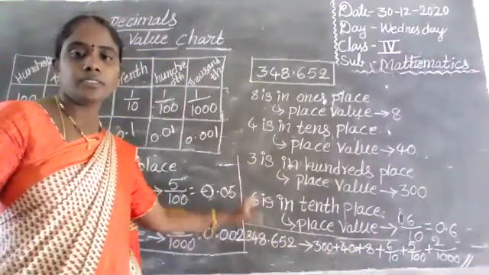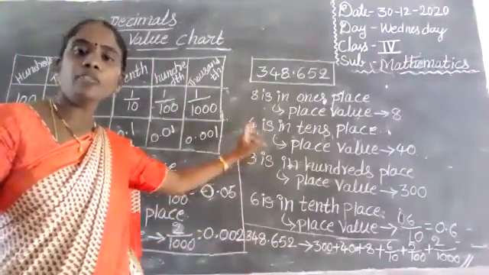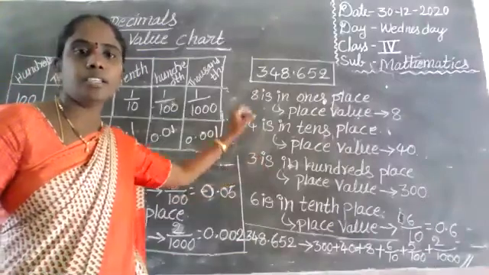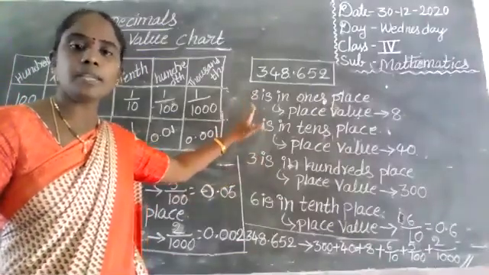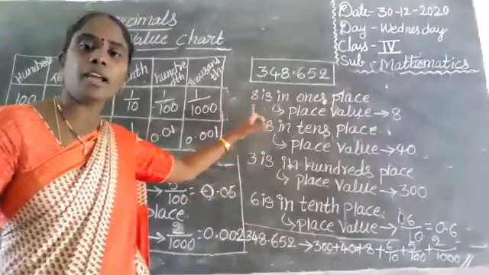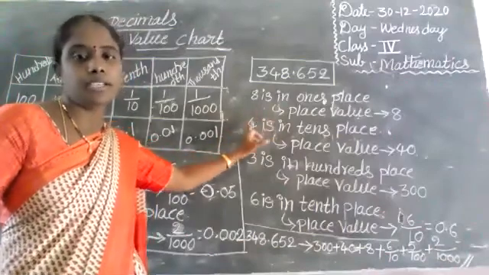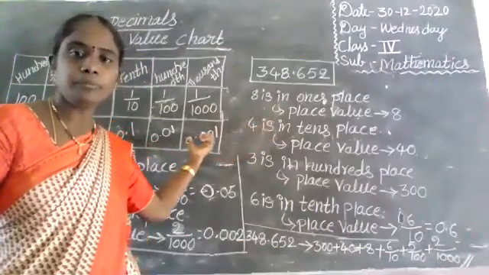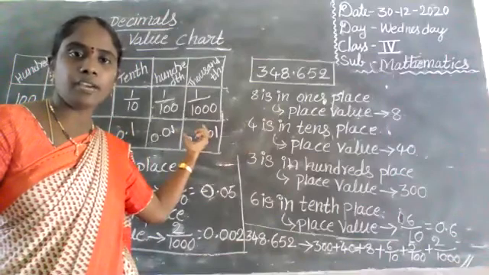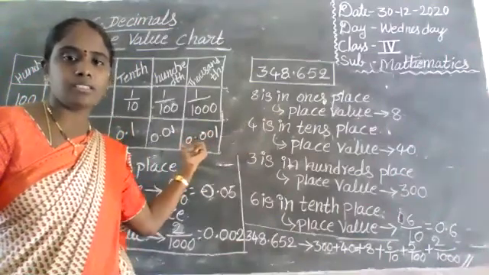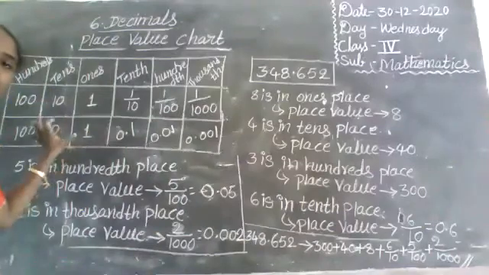Okay, children. What is the place value and what is the place of a number? Here a decimal number is given. What is the place of the number and the place value of the number? Did you understand? In this topic, if you have any doubt, ask me once. I said only here the place value chart.